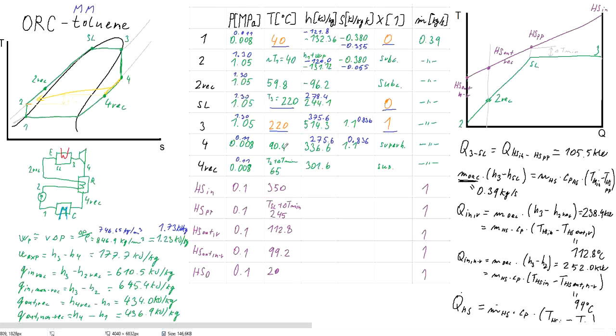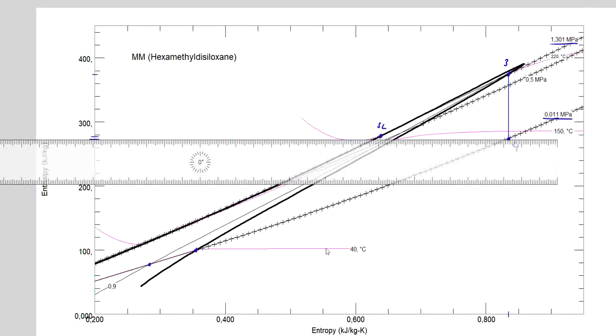Now the temperature after the expansion is higher. In this case it would be 144 degrees C. You can see we are a little bit below 150 degrees C isotherm.